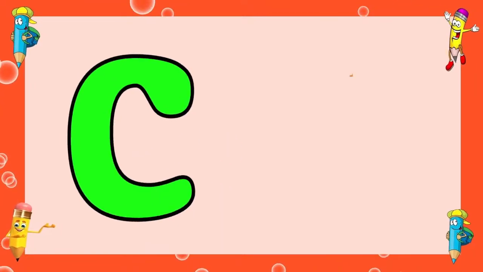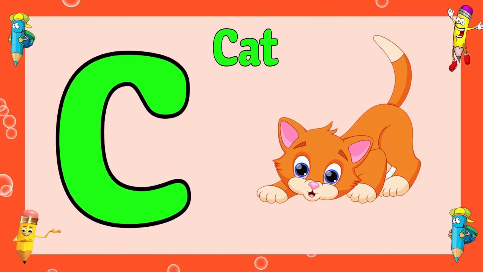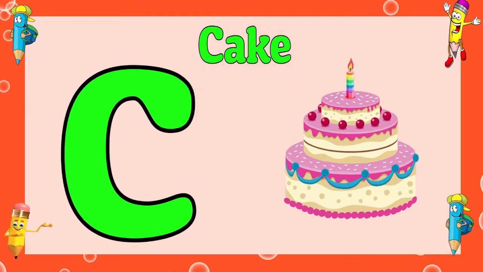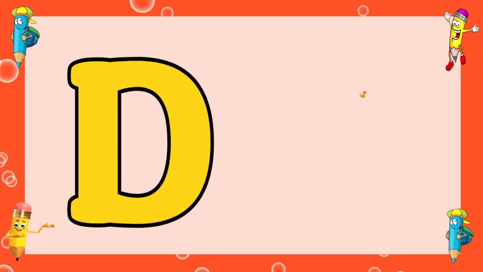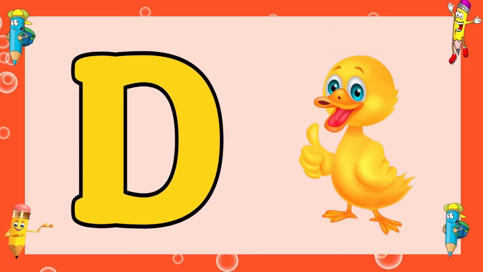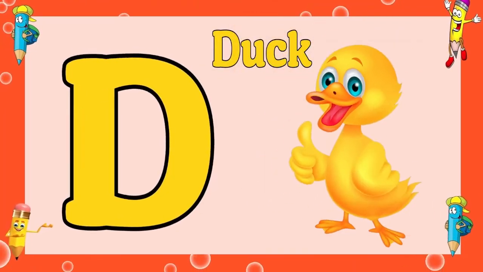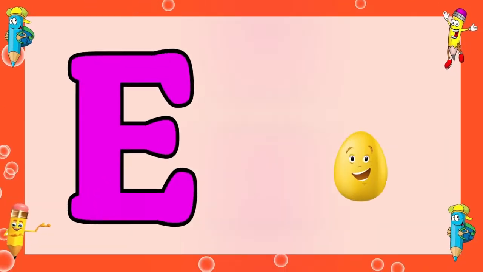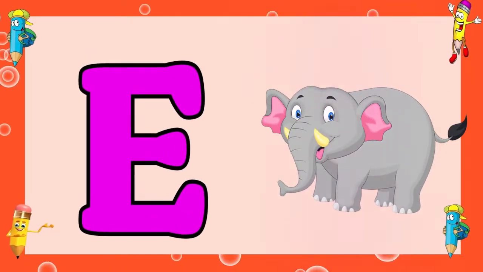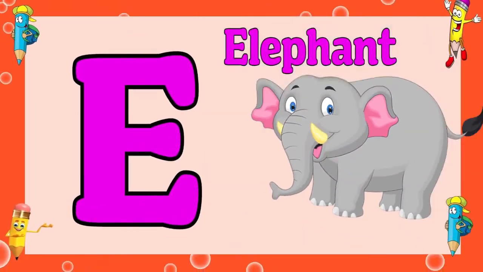C is for cat, cat. C is for cake, cake. D is for dog, dog. D is for duck, duck. E is for egg, egg. E is for elephant, elephant.